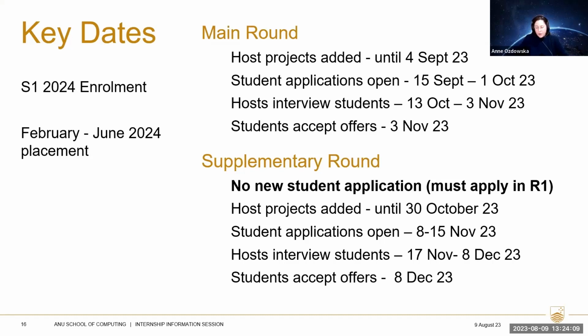Sometimes hosts don't get their application to us in the main round, so we run a supplementary round for the hosts, but we don't accept new student applications. So if you want to apply for an internship in semester 1 2024, you actually have to apply in the main round. So we will have new projects in the supplementary round, but we won't have new students. The hosts who are putting up projects for the supplementary round will be selecting students from the pool who have applied in the main round.